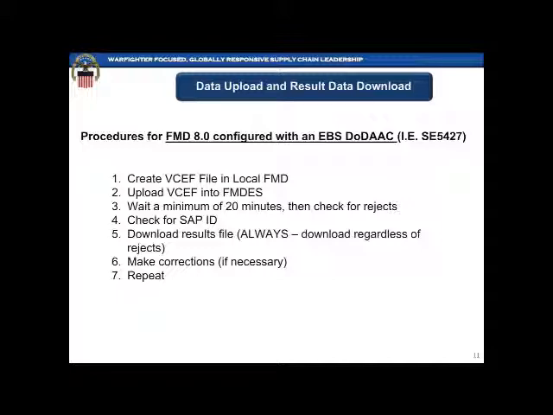Step 5, download the results file. Always download regardless of rejects. As I mentioned, this is going to pull information from EBS that will then go into your FMD local ledger. So it's very important that you download the results file every single time. Step 6, make corrections as necessary. And then step 7, repeat the process. If you have errors, fix them, and then follow these steps again.